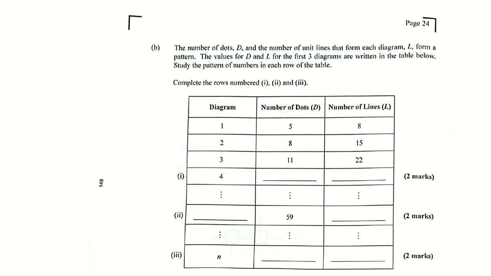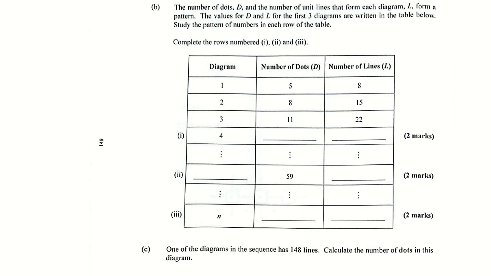Alright, let's look at part B. The number of dots and the number of unit lines that form each diagram, D and L, form a pattern. The values of D and L for the first 3 diagrams are given in the table below. Study the pattern in each of the rows of the table. Part 1 is very easy to find out. Part 2 needs part 3, which is your formulas. Now, typically I would find my formulas for number of dots and number of lines first, but let's do part 1 very quickly.